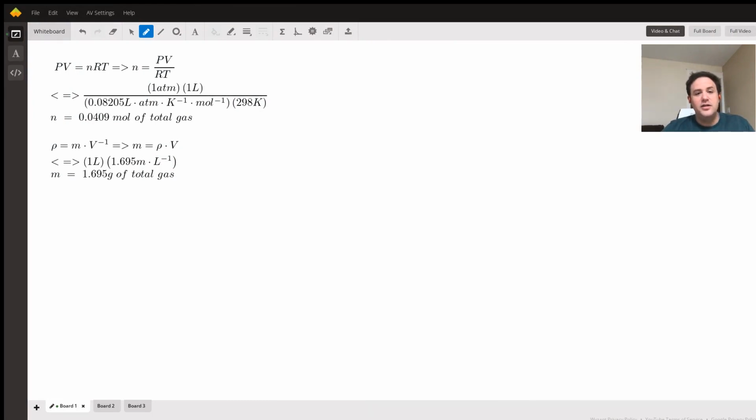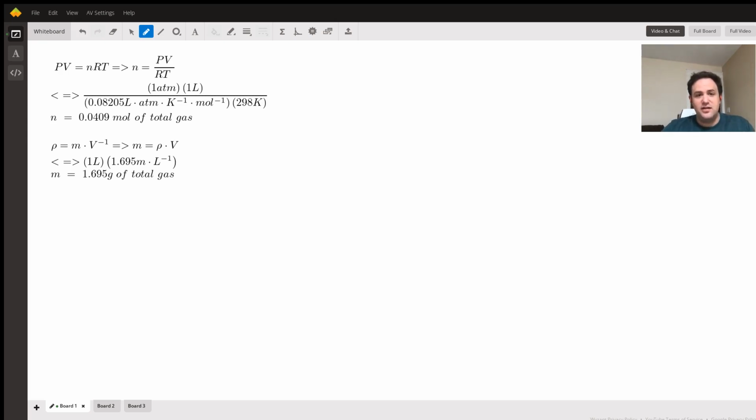So I've gone ahead and written all the equations that we're going to need on these three boards here. So let's go ahead and dive in. The question tells us that we have two gases, methane and butane, both in the same container, exhibiting ideal gas behavior. So let's use that ideal gas behavior and set up the ideal gas equation. When we do this, we can do some quick algebra, rearrange, and solve for the number of moles present. And when we do, we find that there's 0.0409 moles of total gas present.